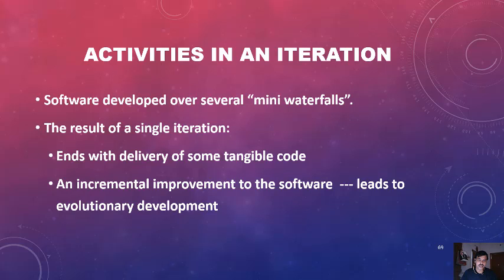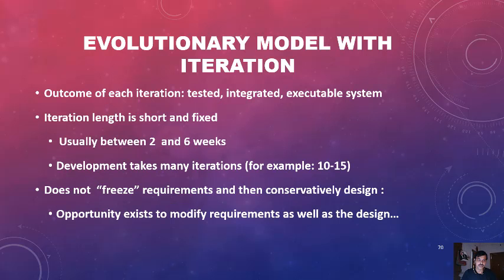The result of a single iteration ends with delivery of some tangible code, and incremental improvement of the software leads to evolutionary development. So if the process is an incremental approach, then evolutionary development has been established. With this delivery of some tangible code in each and every iteration, that code has to be tested, installed, and tested again, and feedback given by the user. The outcome of each and every iteration is a tested, integrated, and executable system.